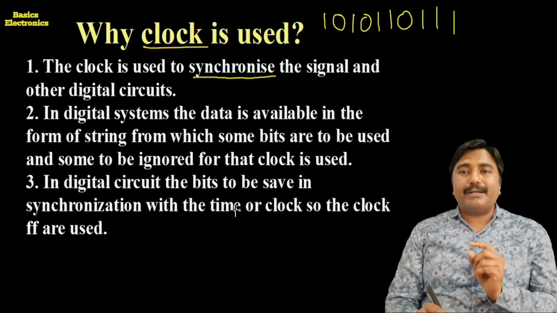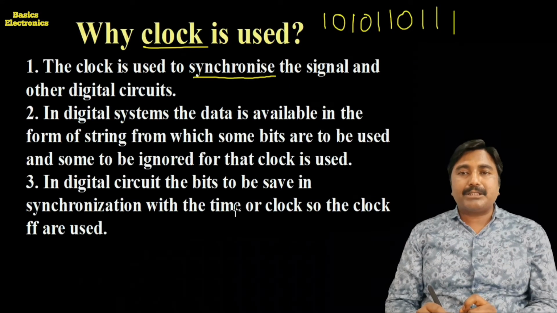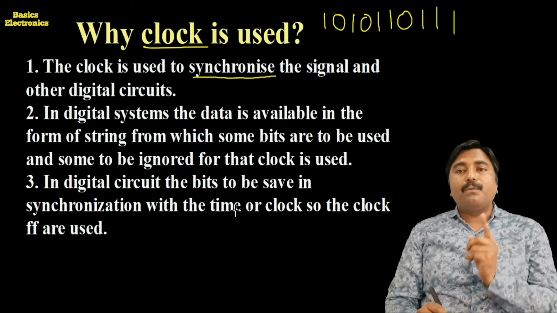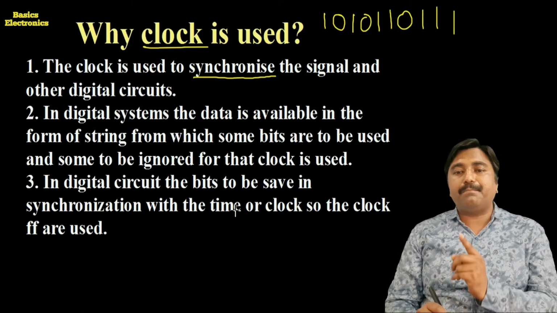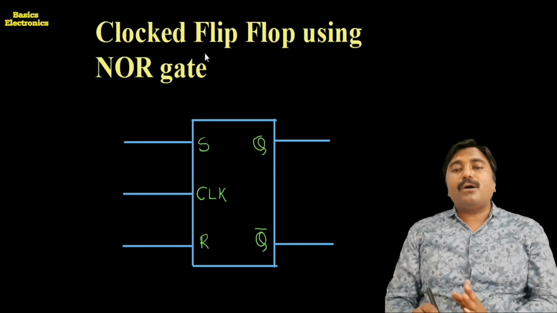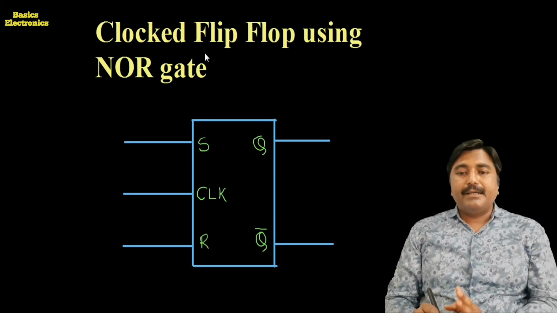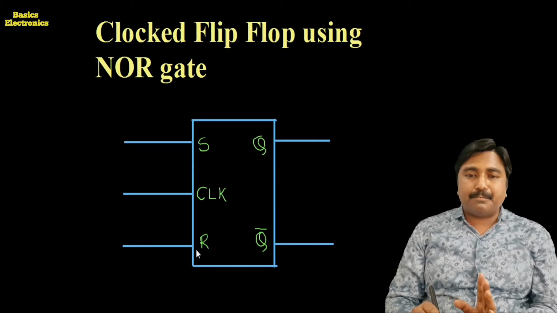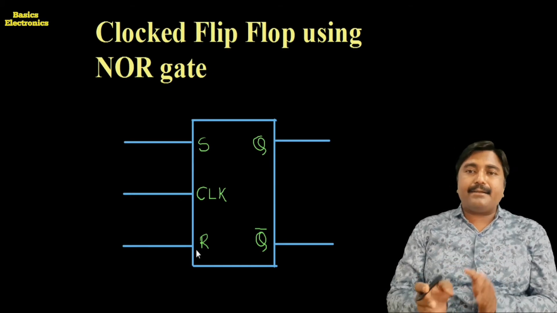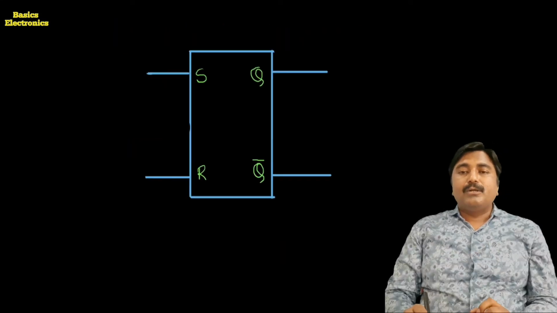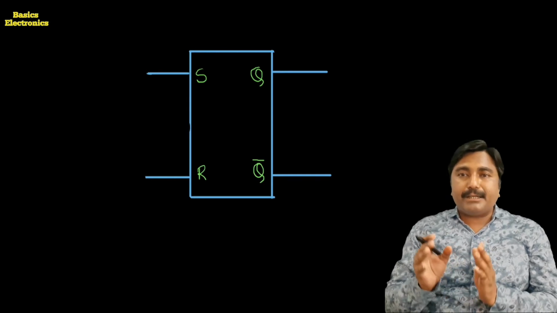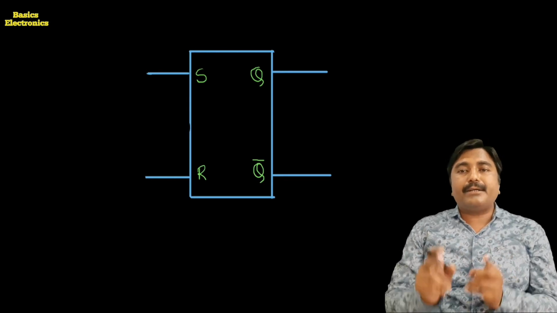There is one question on this clock: what is the clock pulse? What is the clock? Why is the clock used in a digital circuit, or in a flip-flop? Now we have to see the clock flip-flop using the NOR gate. The symbol of the clock RS flip-flop is drawn. It may be built using NAND gates or NOR gates. First we consider the concept of the clock RS flip-flop and how to draw it.